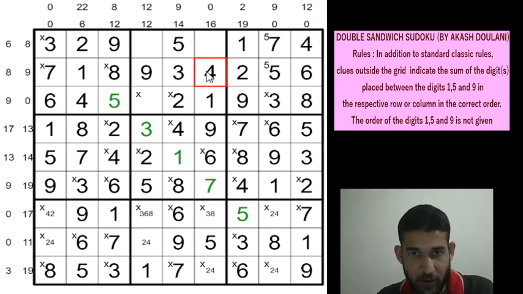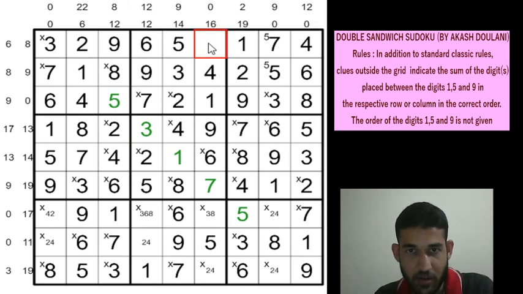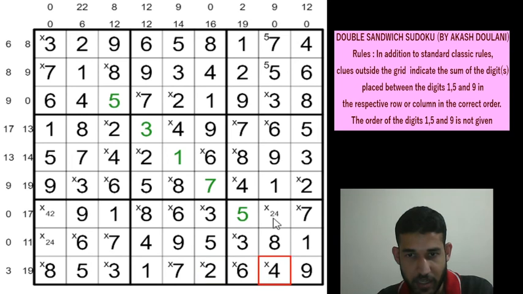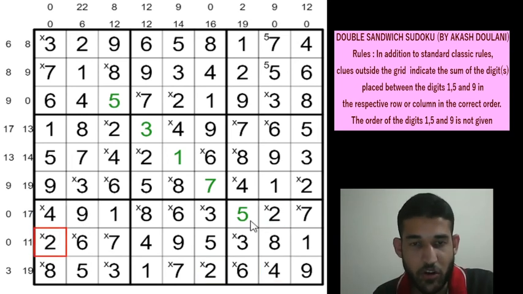2, 3, 5, 9, 1, 4 are there. So 6, 7 and 8 have to be placed. So this is a 7. So this will be a 7. And now 6 and 8 will go only in these 2 cells. Because of this 8, we get a 3 here and an 8 here. Using classic rules, we can fill up the 4 and the 2's in all the boxes. And that finishes up this beautiful Sudoku.